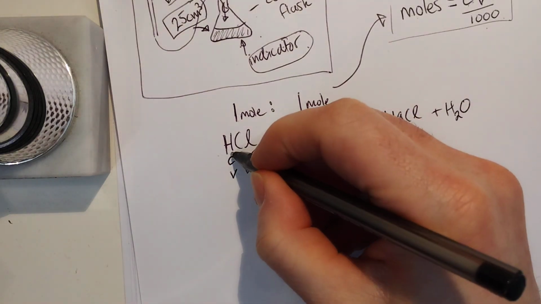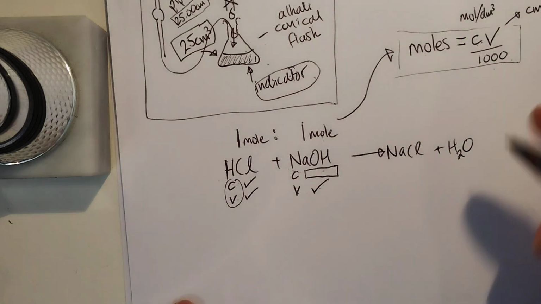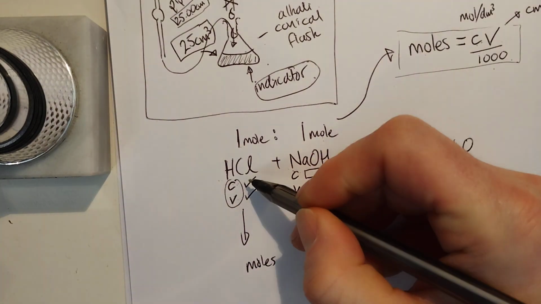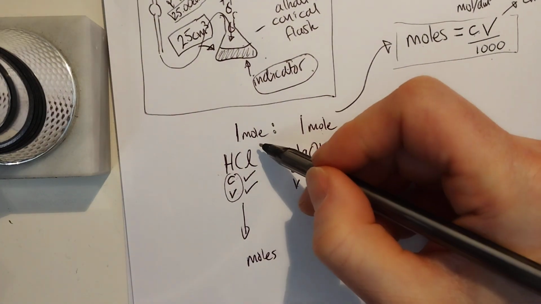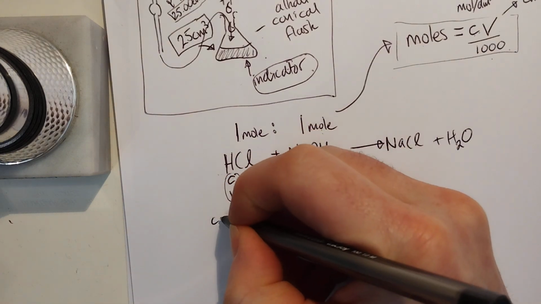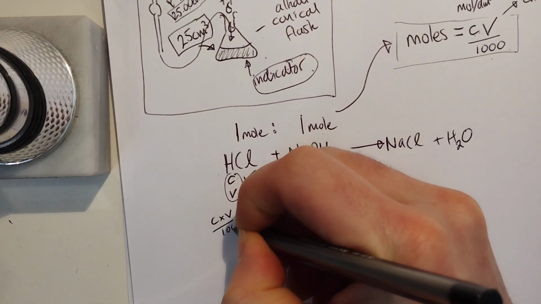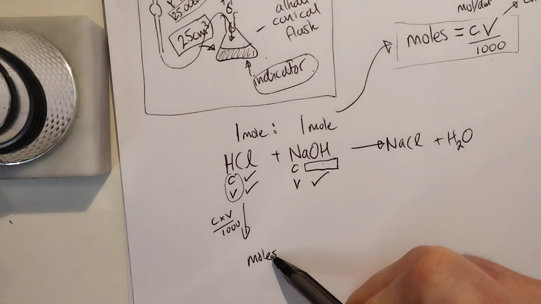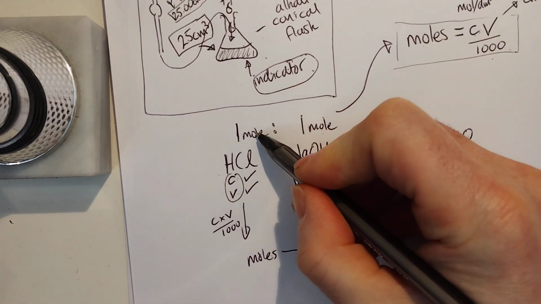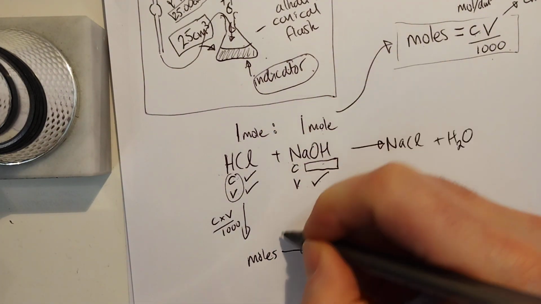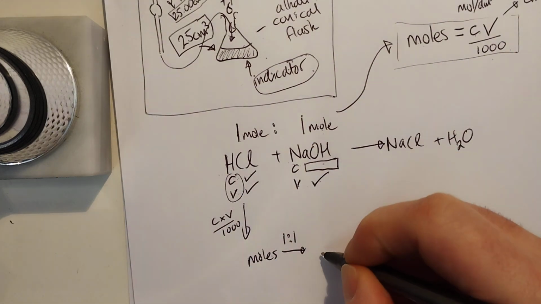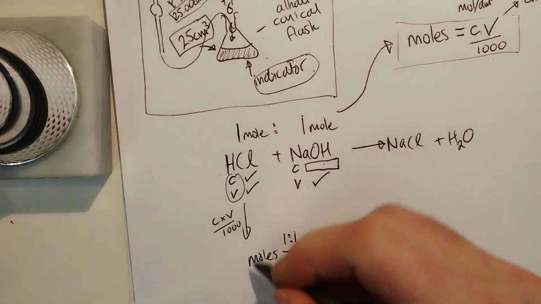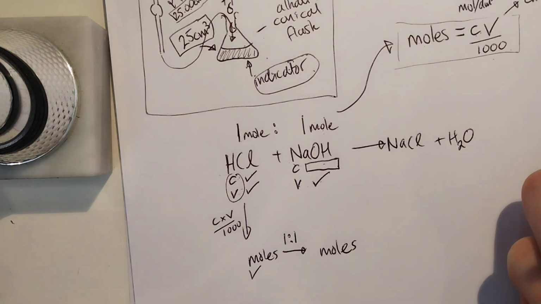So what we would do, if you've got a C and a V, you can see from my calculation here, we can work out moles. Whichever C and V we've got, we're going to work out the moles by doing C times V divided by 1000. If I know the number of moles of this, and I know from this ratio that 1 mole reacts with 1 mole, I'm going to put the little ratio on here. If I've got a C and a V, I can work out moles of this substance.